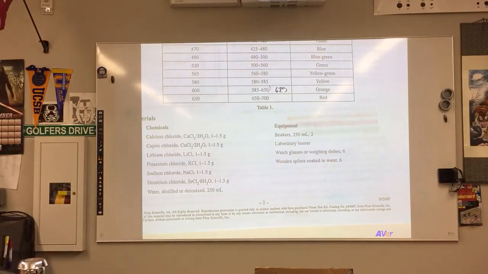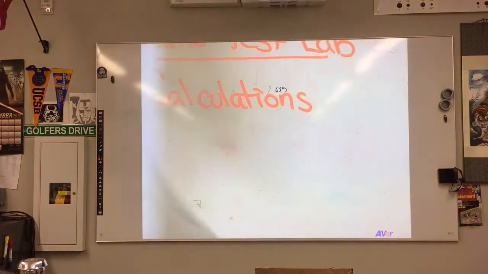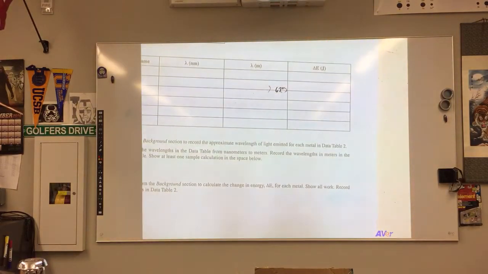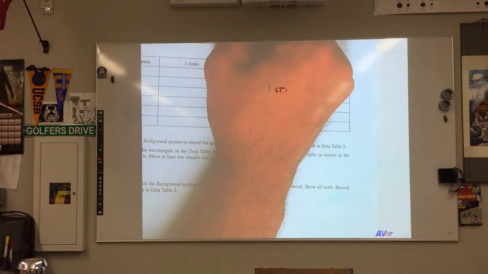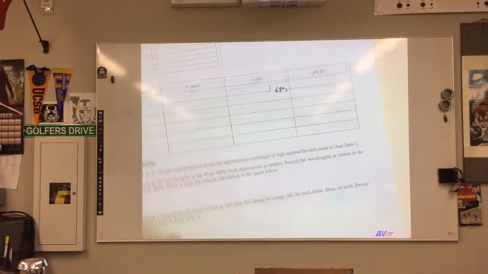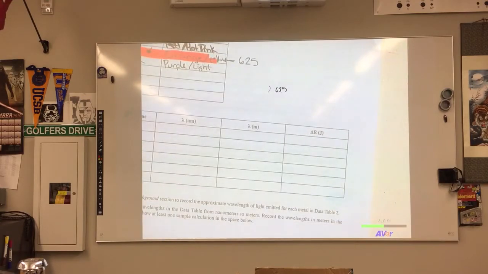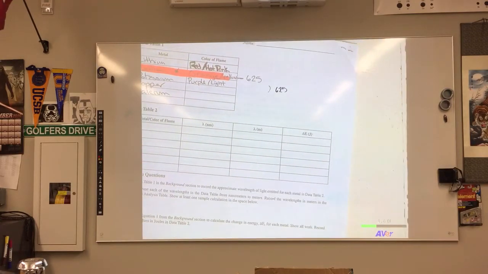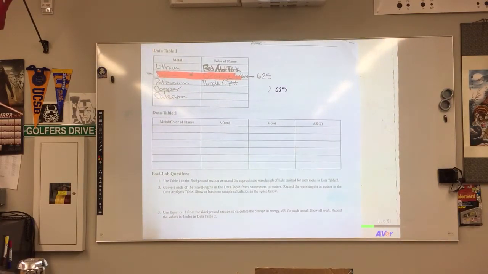On your data table, once you pick that wavelength, you can write that down. So I put my 625 on my data sheet, and now I know where I am going to start from.